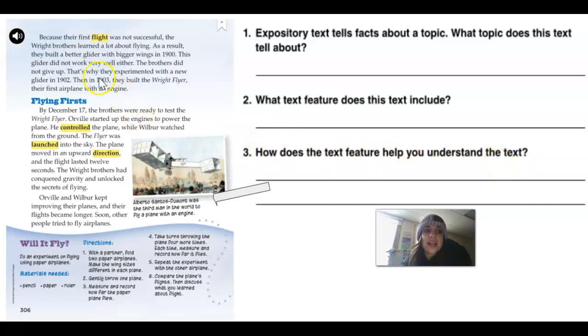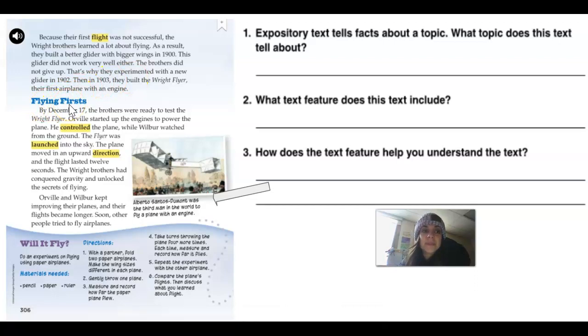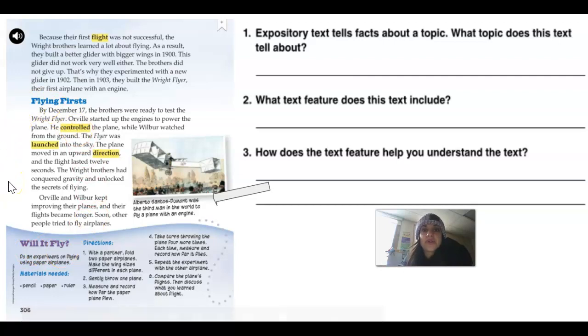So we're going to look at this section of the text. Flying first is the heading. We have some text features, an illustration with a caption, and then we have a sidebar. And in this sidebar, it teaches us how to make a paper airplane. It's a science experiment. Will it fly? So we're going to read for the gist, and then we're going to close read to answer our questions, just like you're going to do on your assignment today.